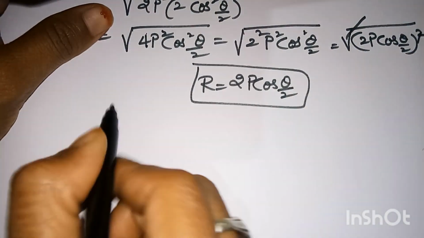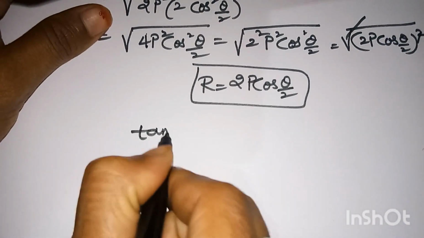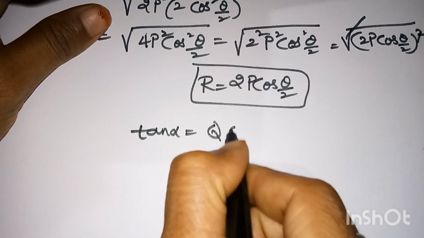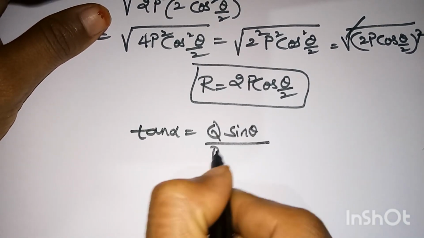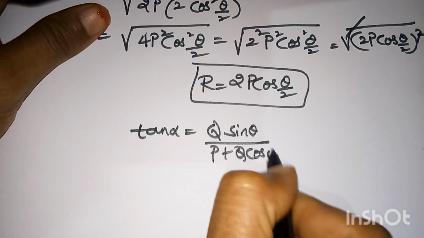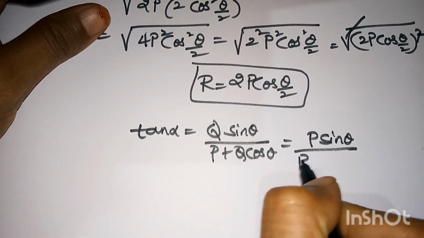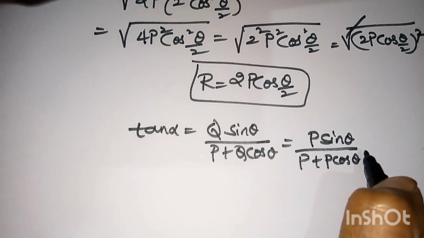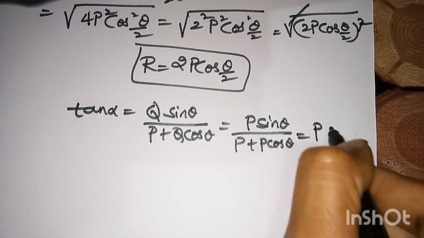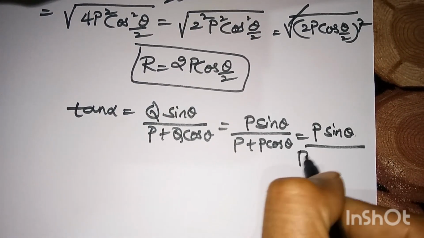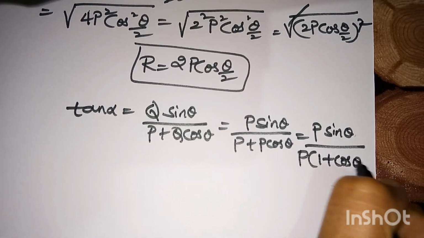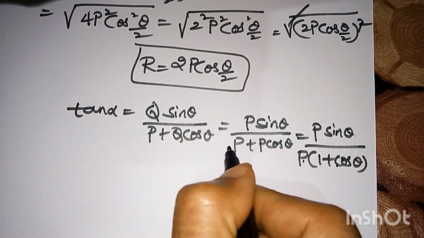So the angle can be calculated as tan alpha equals Q sin theta by (P plus Q cos theta). So in place of Q we substitute P: P sin theta by (P plus P cos theta). So take P common here: P sin theta by P into (1 plus cos theta). So if you multiply P here you will get this.